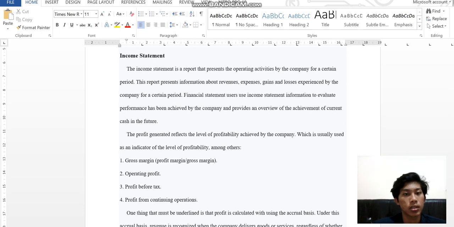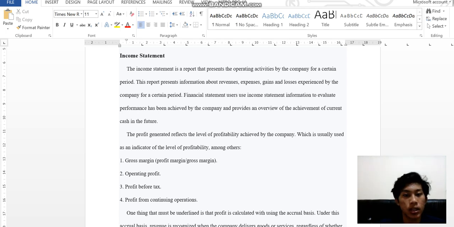Next, income statements. The income statement is a report that presents the operating activities of the company for a certain period. This report presents information about revenues, expenses, gains, and losses experienced by the company for a certain period. Financial statement users use income statement information to evaluate the performance achieved by the company and to provide an overview of the achievement of current cash in the future.